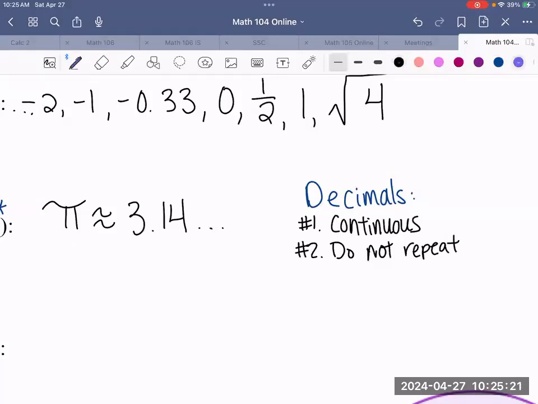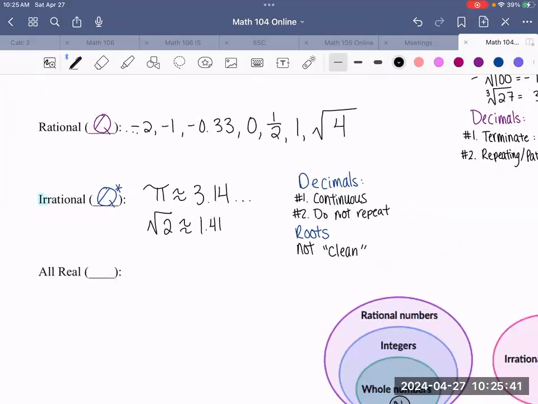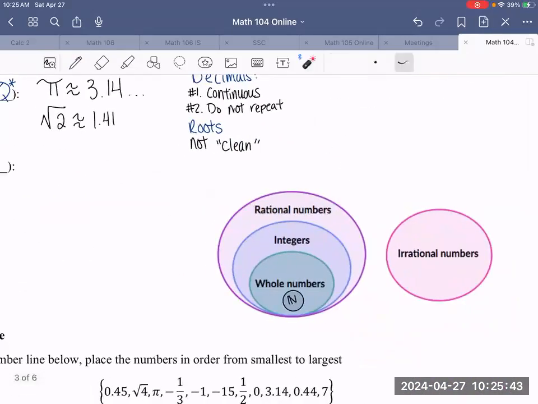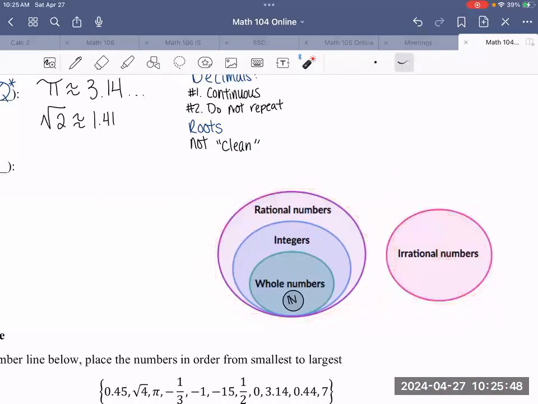Or like roots, perhaps we do the square root of 2, which is about 1.41. So any sort of roots that are not clean, so you don't come out very nicely. And you'll notice that irrational numbers are separate from your diagram here. That's because they contain no overlapping. They don't share anything with the others.